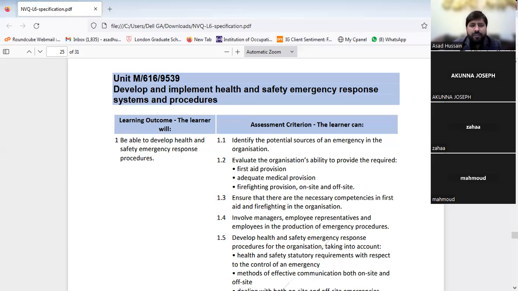The first learning outcome we have is: be able to develop health and safety emergency response procedures. Before tackling an emergency, we should have developed health and safety emergency response procedures in place, and after that development, we should have proper implementation so it can work for us. In this case, the first assessment criterion is 1.1: identify the potential sources of an emergency in the organization.